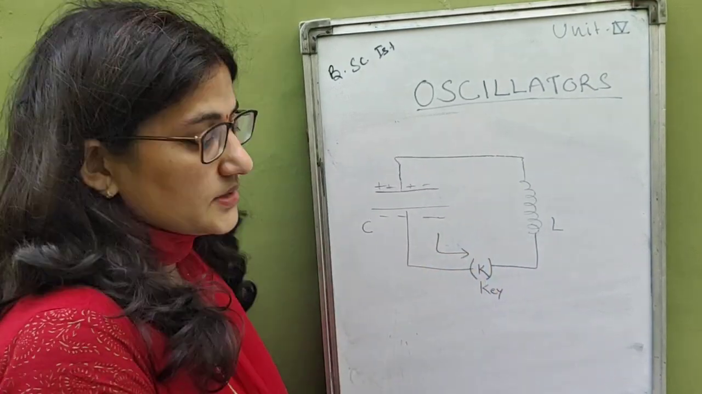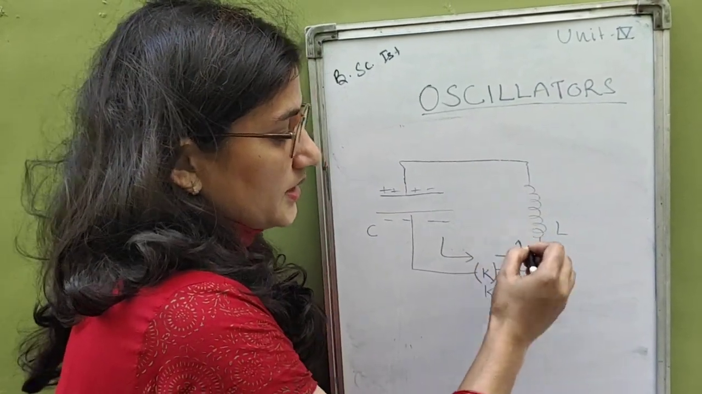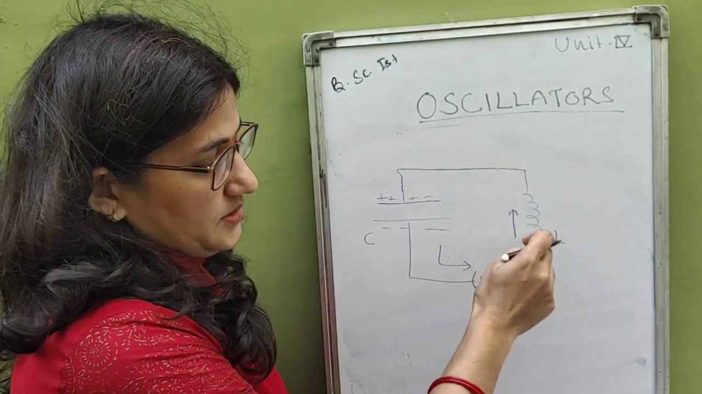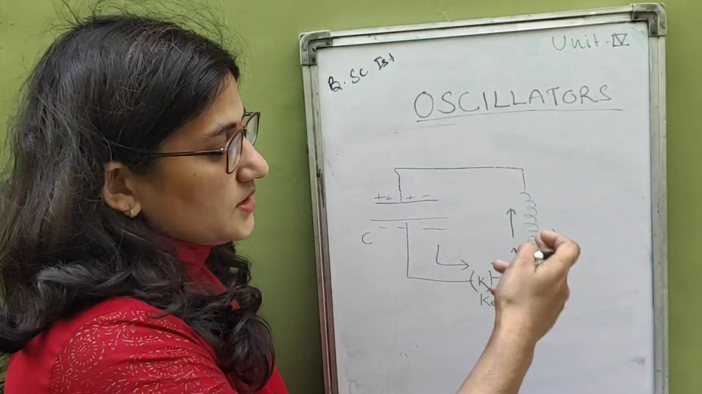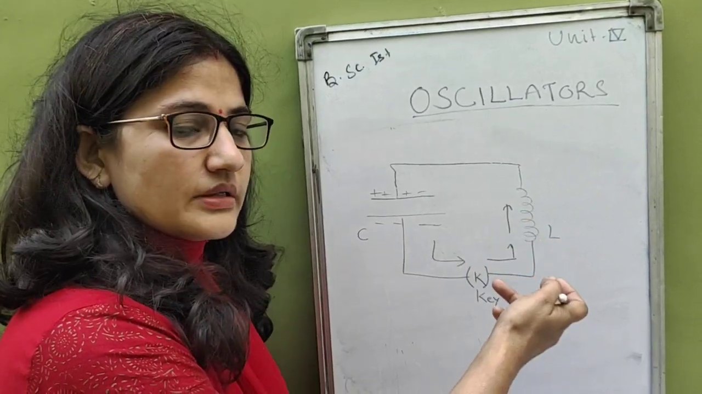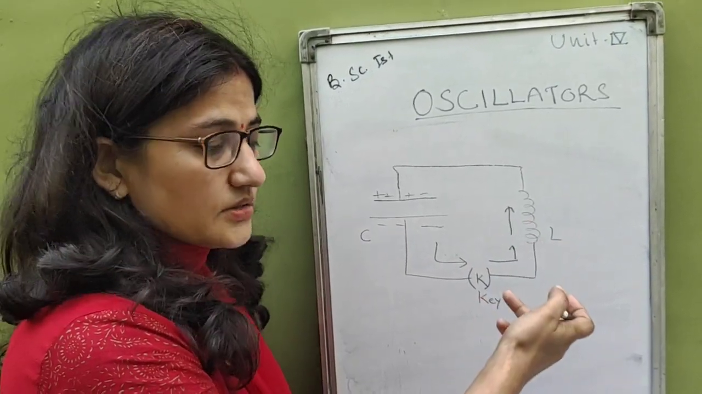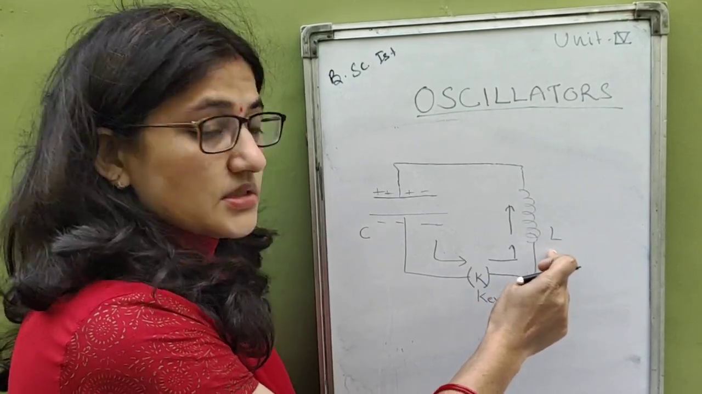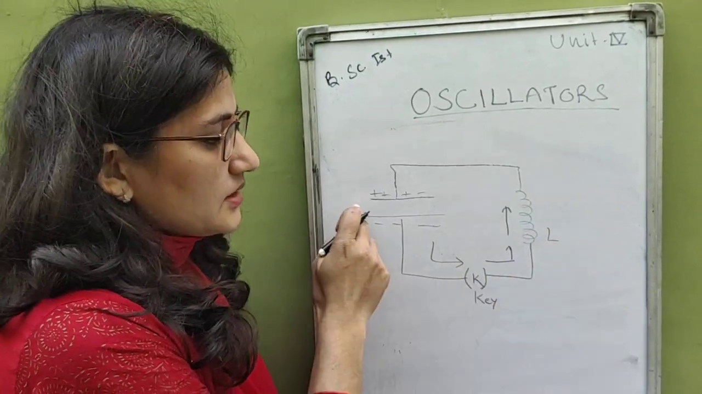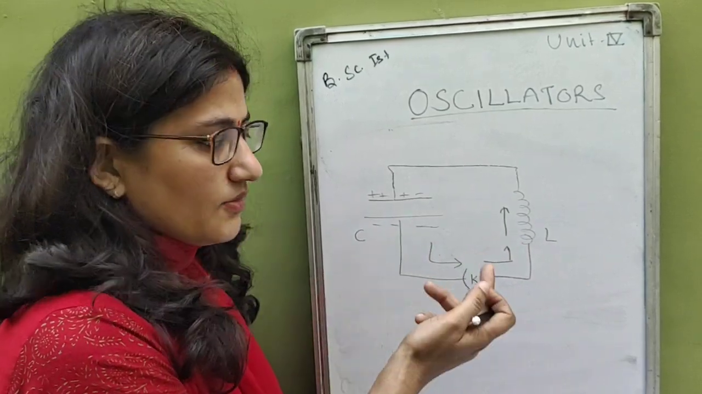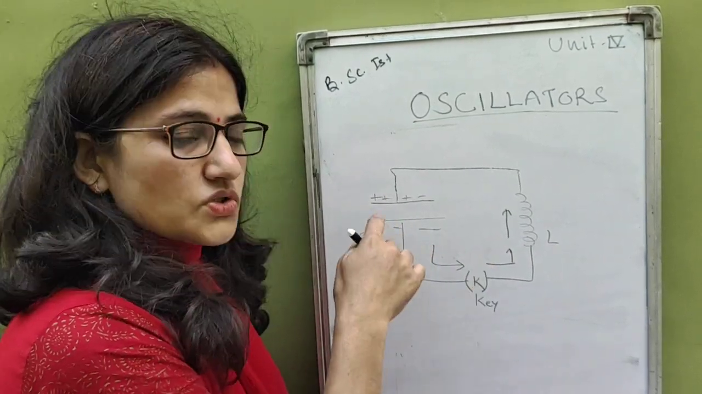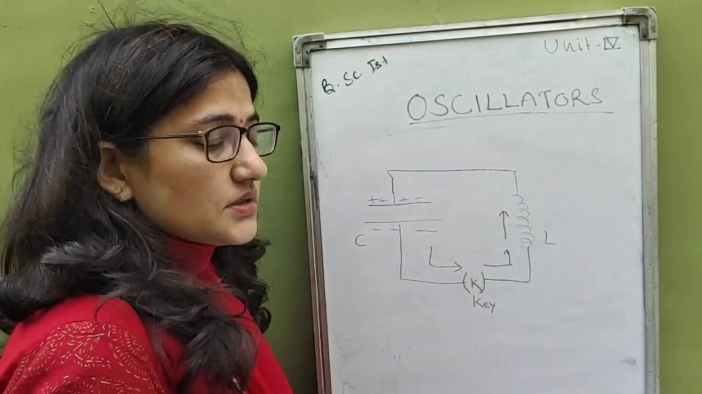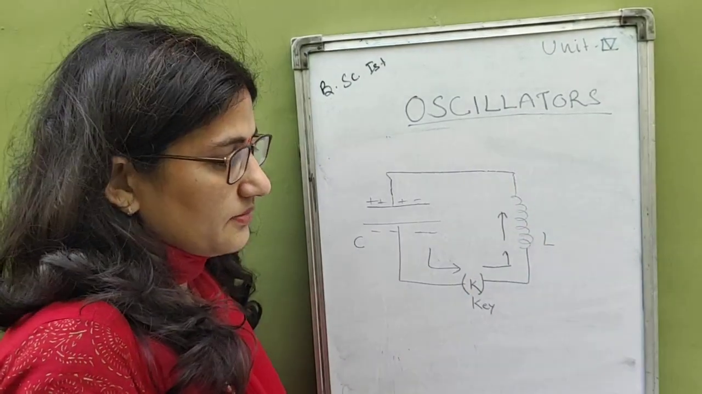The current flowing in the circuit passes through this inductor. And when the current passes through the inductor, there is a change in the magnetic field, or magnetic energy, in the inductor. We know that the energy stored in the inductor is in the form of magnetic energy, and the energy stored in the capacitor is in the form of electric energy. Capacitors store energy in the form of an electric field, and inductors store energy in the form of a magnetic field.